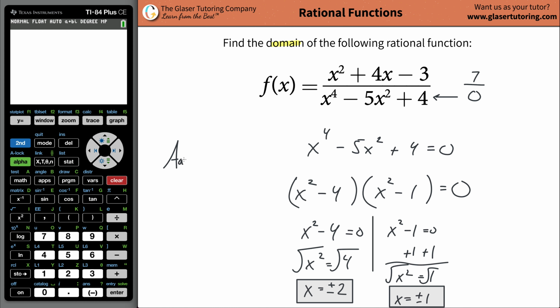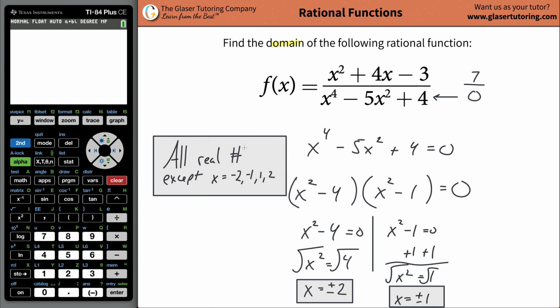So you could say something like all real numbers, except when x is going to be equal to, we'll do it in order, negative 2, negative 1, 1, and 2. So that's the domain. If you have to write in a certain notation, write interval notation, domain notation, whatever you have to do, number line, you can handle that from there. That shouldn't be a big deal.